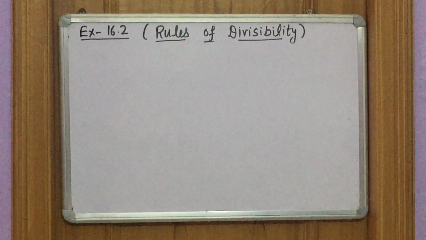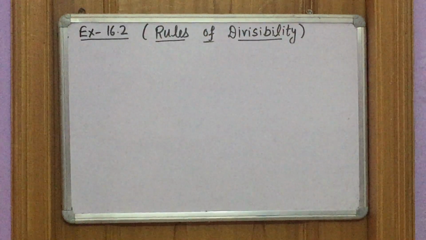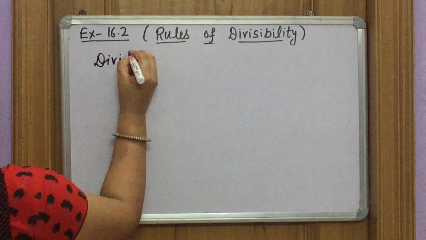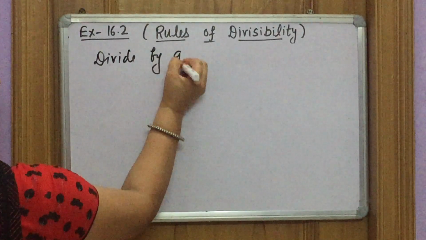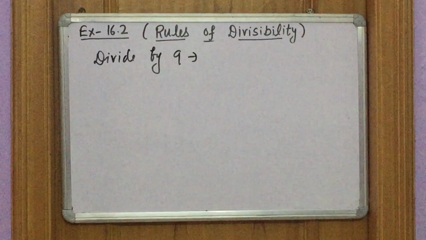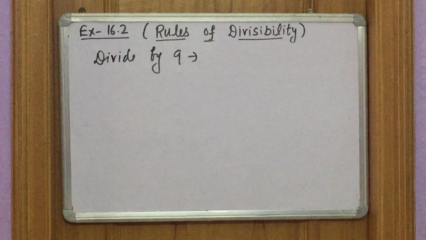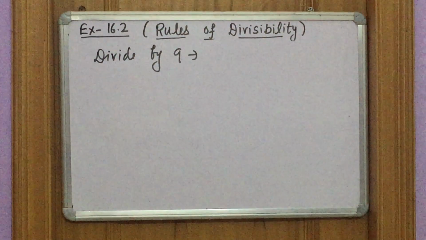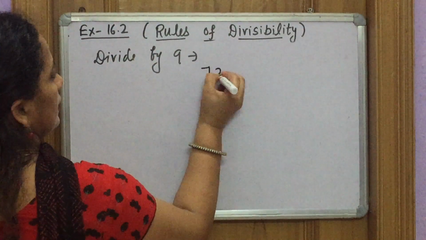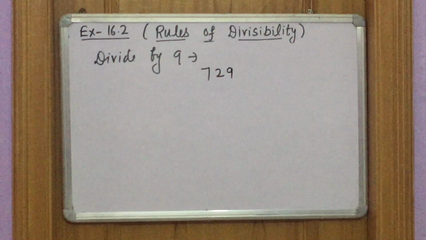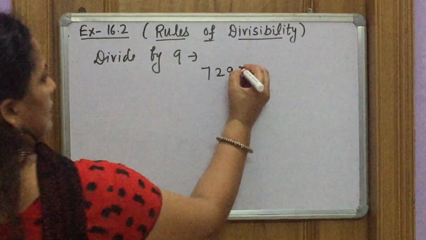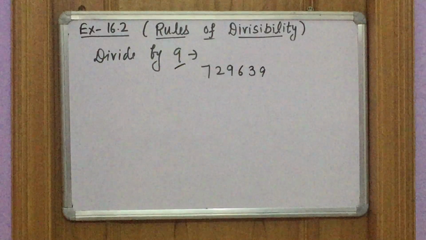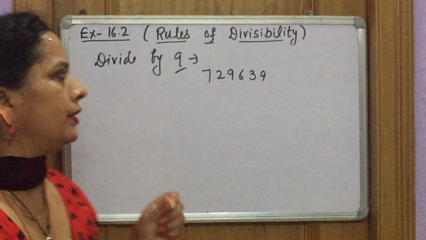divisible by 9. If sum of all the digits is divisible by 9, then we'll say that this number is definitely divisible by 9. Just find out sum of all digits. To check for 9, just find out sum of all digits.